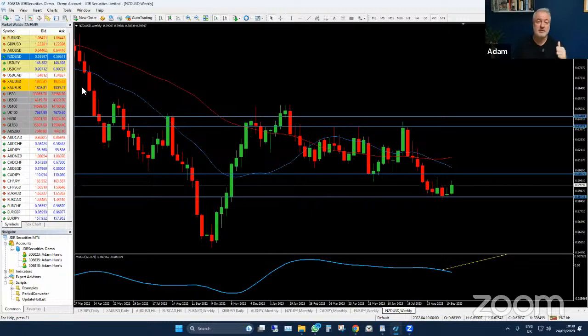So what do we see so far when we look at this? We're seeing the Kiwi is the strongest out of the Aussie, the pound, the Euro. And the Aussie is still strong. The Aussie and the Kiwi are stronger than the Euro and the pound.